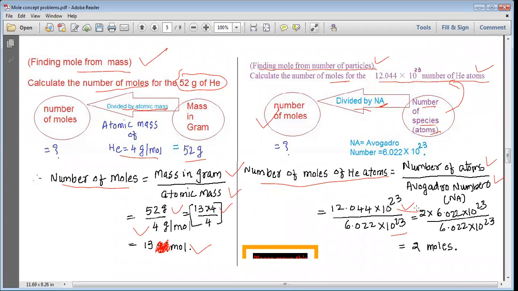For 12.044 into 10 to the power 23, we can write 2 multiplied by 6.022 into 10 to the power 23, divided by 6.022 into 10 to the power 23. Finally, we get the answer 2 by dividing 6.022 and 6.022. We get 1, and that is 2 moles of helium atom we get as an answer.